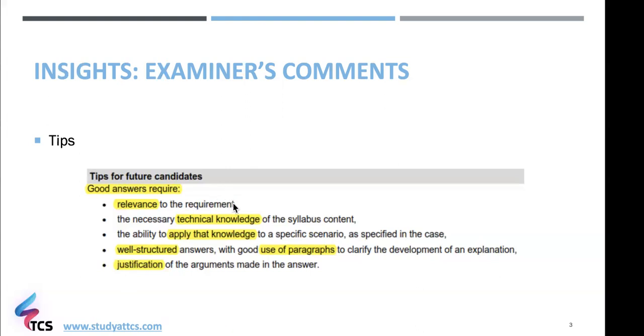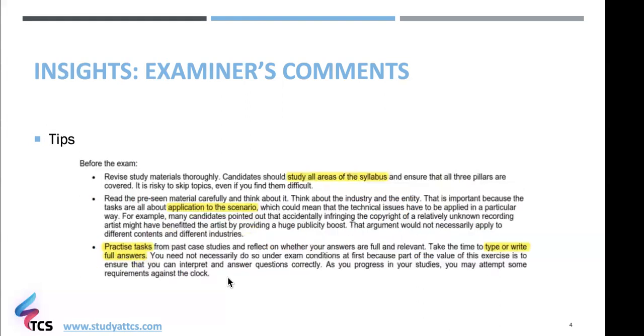So if your answers are relevant to the requirement, if you show to the examiner that you know your theory, and if you display the fact that you know how to apply this knowledge in an appropriate sense, then if you stick to an answer planning technique, you'll come up with well-structured answers. And once you have the answer plan, when it comes to typing your answers, if you utilize paragraphs, and whenever you are recommending KPIs, if you back it up with appropriate justifications, then you will get extremely good marks at your exam. All right, so let's move forward.